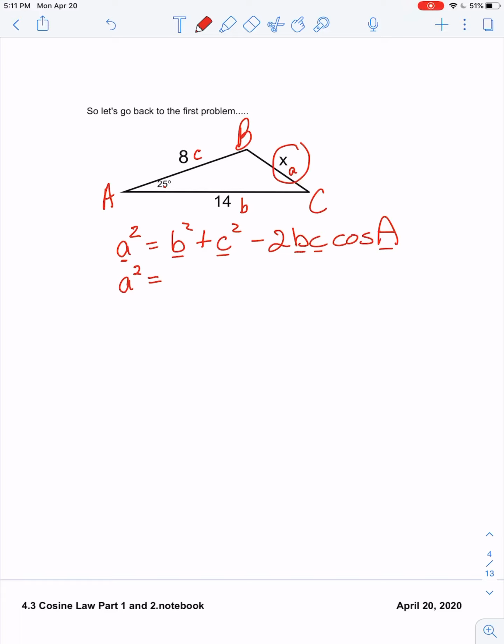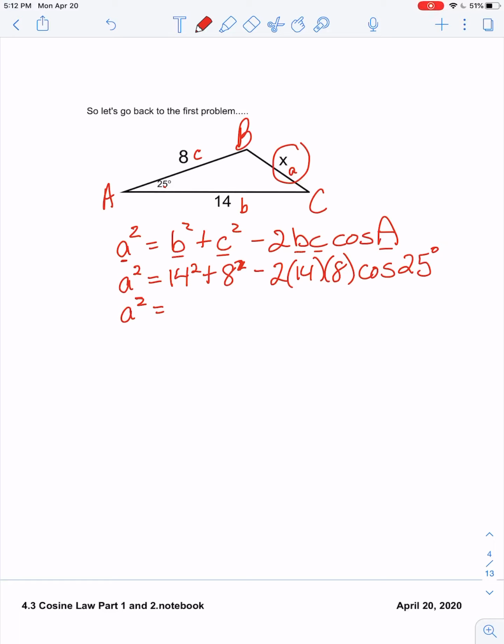So B squared is 14 squared, plus C squared is 8 squared, minus 2 times 14 times 8 times the cosine of angle A, which is 25 degrees. Now, you are perfectly allowed to just go ahead and calculate all of this in one calculation on your calculator. You don't have to show me the parts. I'll go through the parts here.